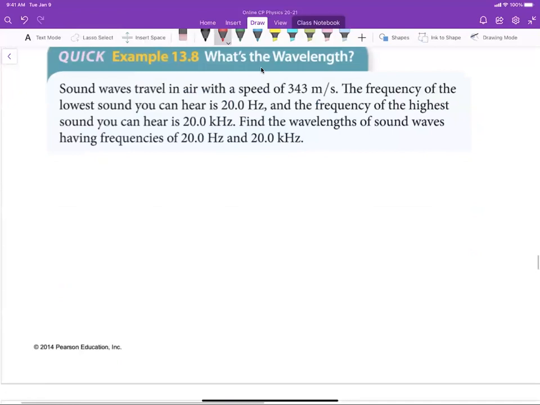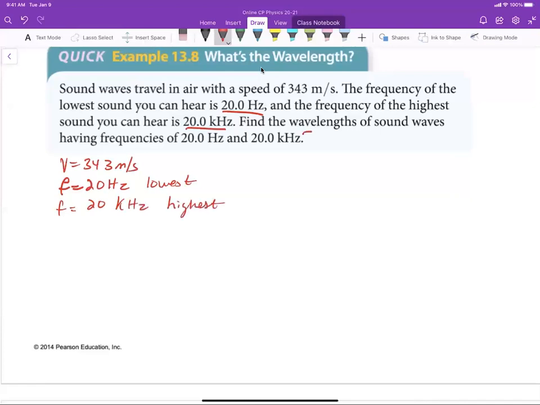So let's go ahead and do an example. We have sound waves that travel in air with a speed of 343 meters per second. The frequency of the lowest sound that you can hear is 20 hertz, and the frequency of the highest sound you can hear is 20 kilohertz. Find the wavelengths of sound waves having frequencies of 20 hertz and 20 kilohertz.